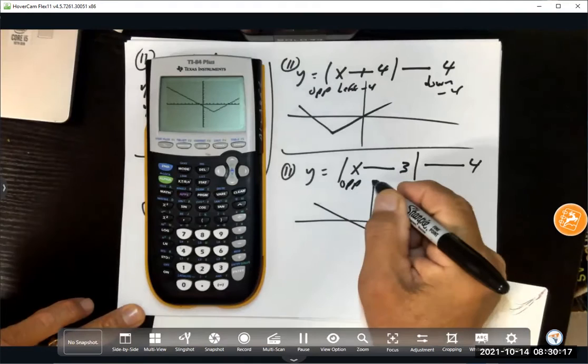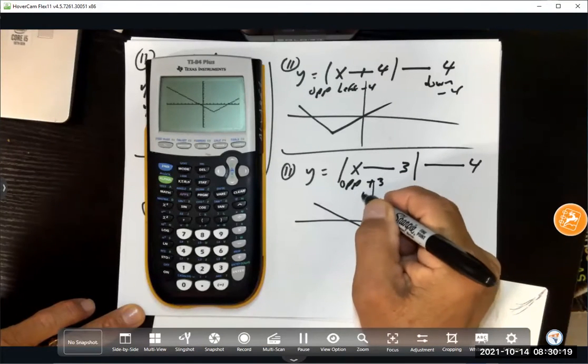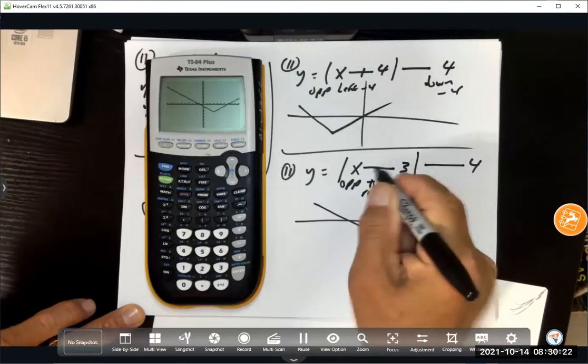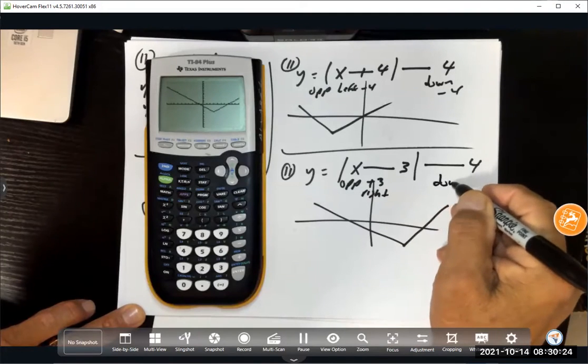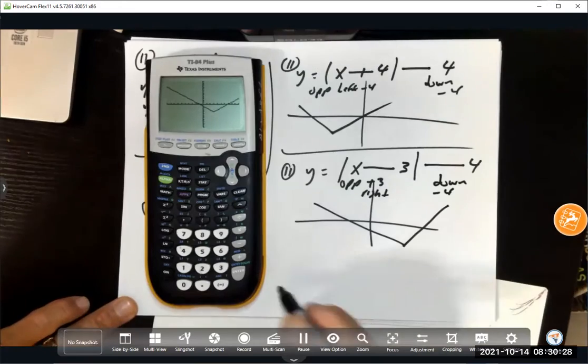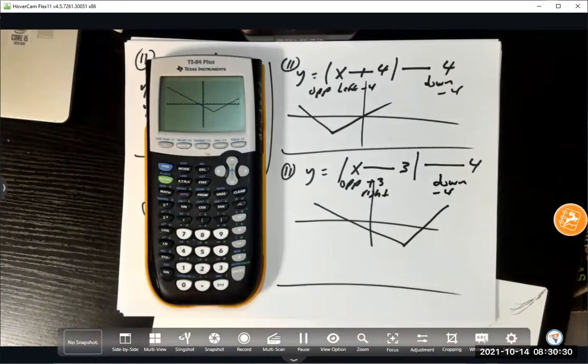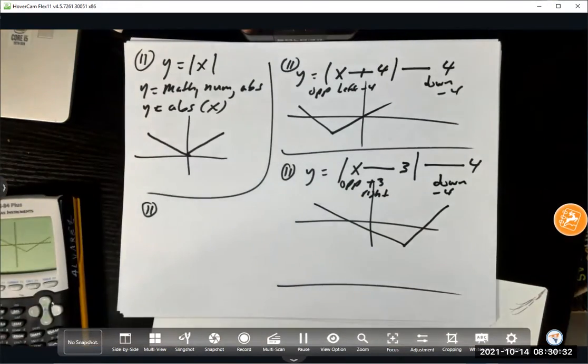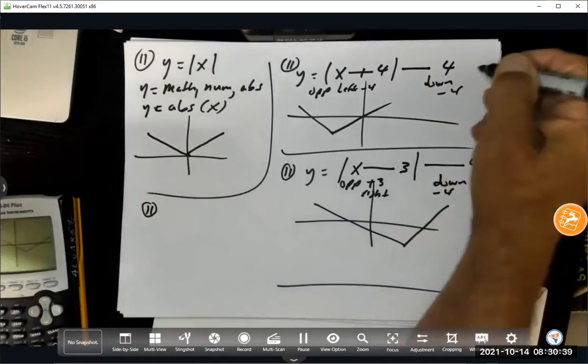Yes, sir. He goes positive 3 to the right. This right here, and then it goes down negative 4. Okay. Is that all right like that? Yes. Yes, looks good. Good. You following it? Okay. Number 5.